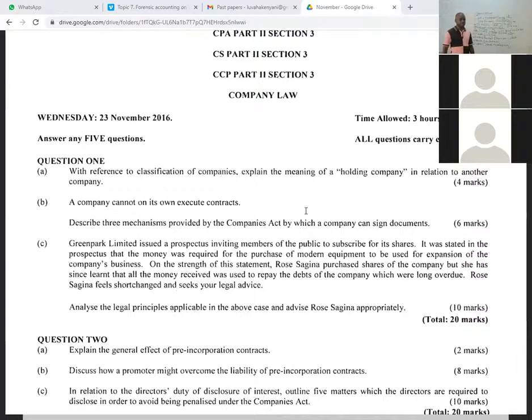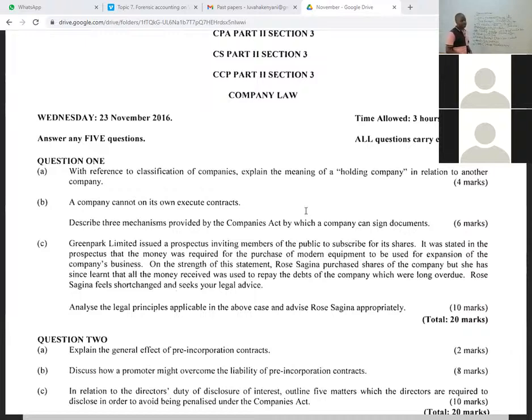But instead, the company went ahead and used the money for another purpose. So in this case, you can see that Rose Sagina was actually shortchanged as a result of that particular misleading prospectus. So maybe we can just write the answer, then I'll explain more deeply about a misleading prospectus.